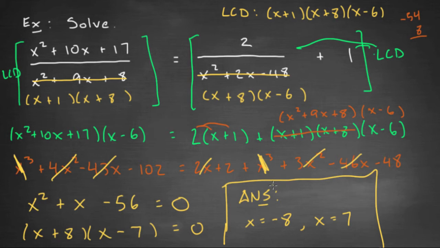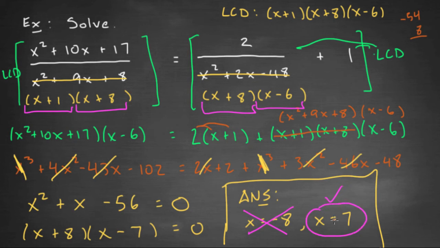One small problem though, when you look back at the original equation, look at these denominators that you had. You had x plus 1, x plus 8, and x minus 6. You're not allowed to plug in negative 8 for x because they give you division by 0 on the left side and the right side. So this guy is an extraneous solution. You just toss it out like it was never there. But the x equals 7, that one actually works out perfectly fine. There's no issues. There's no reason you couldn't plug in 7 into the left side and the right side. So this would be your only actual solution to this equation.